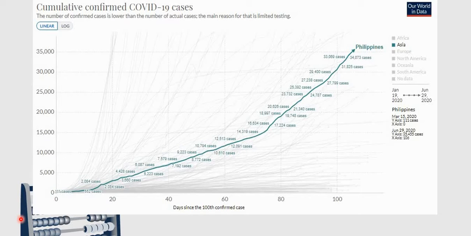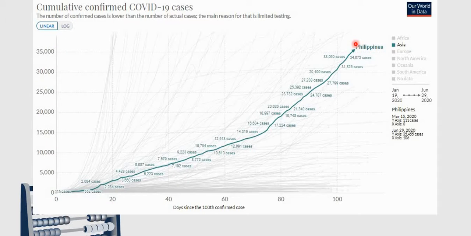We are going to talk about one of the most fundamental concepts in mathematics, and let's take a look at how it is applied in our current situation today. We have here the cumulative confirmed COVID-19 cases, but do take note that these confirmed cases are lower than the number of actual cases because of limited testing. So, we can see here a graph.